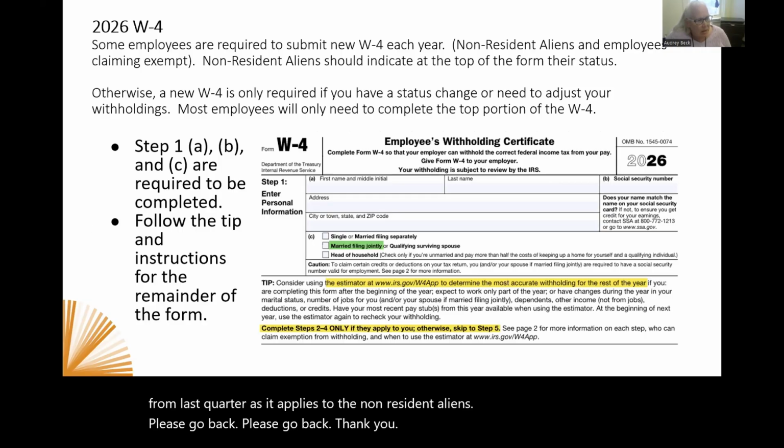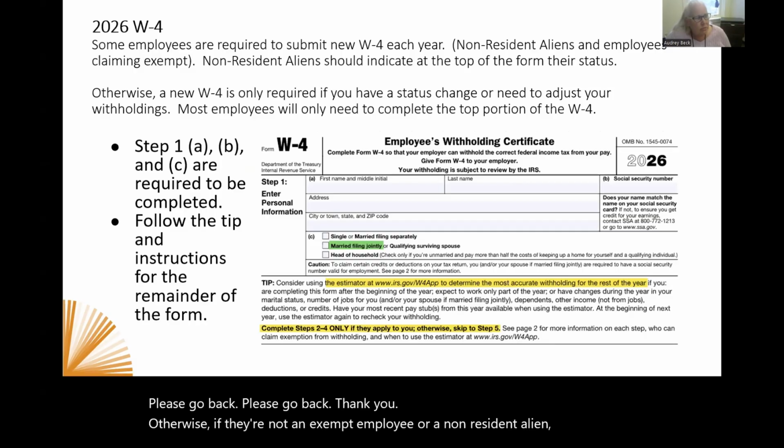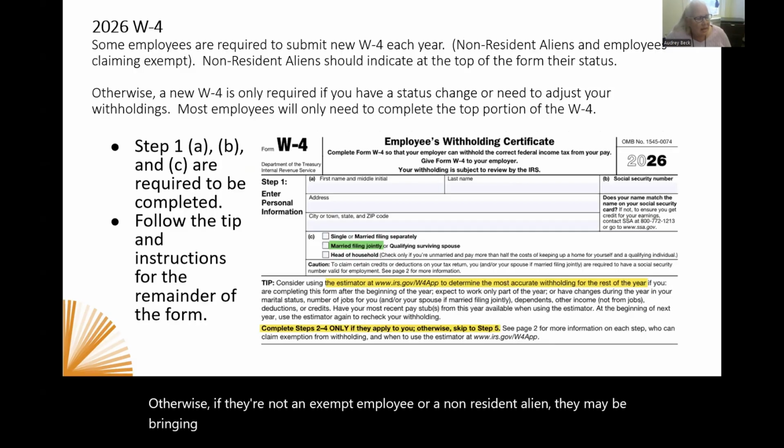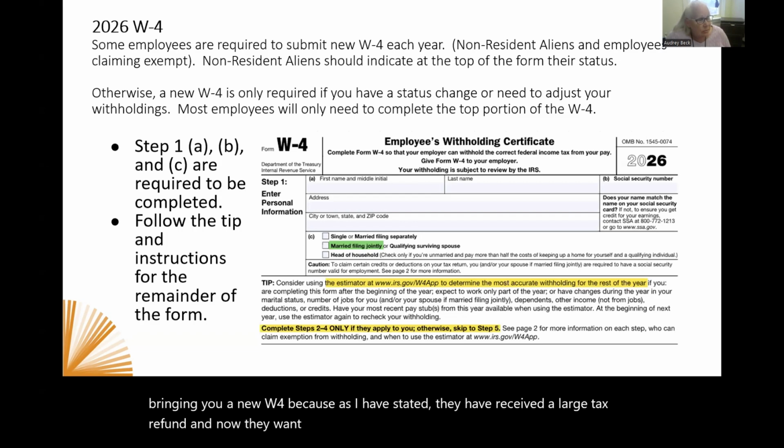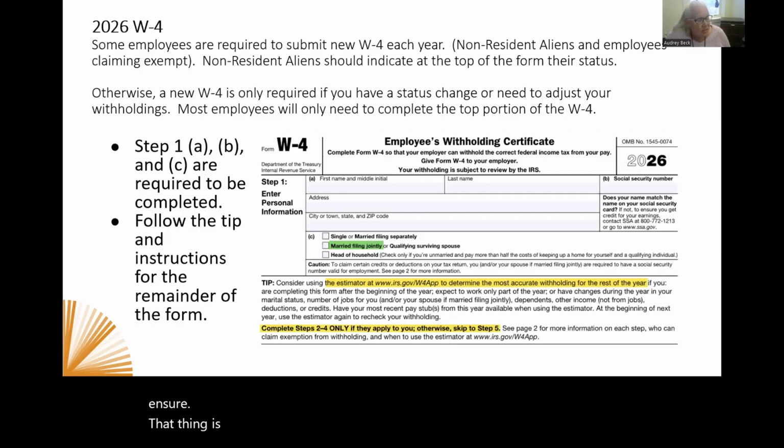Otherwise, if they're not an exempt employee or a non-resident alien, they may be bringing you a new W-4 because, as I have stated, they have received a large tax refund and now they want to adjust or change their withholding status in order to ensure that they get the benefit of lowering their tax deductions throughout the year.